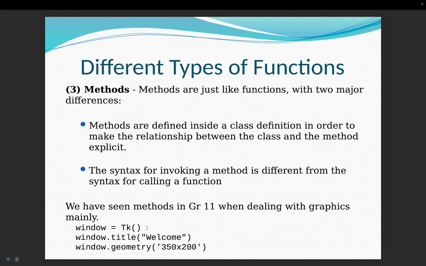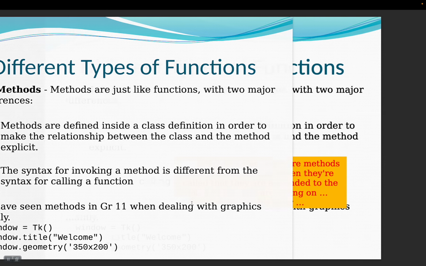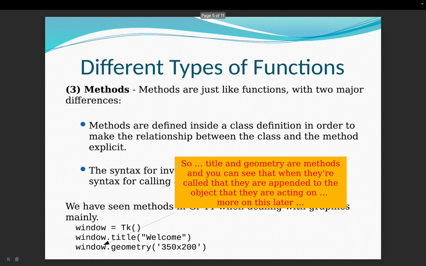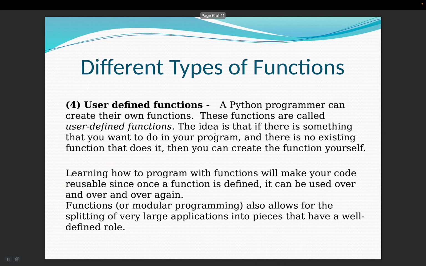We don't focus too much on this aspect. Once we get into classes and object oriented programming, then this will make sense and we'll understand better. But for now, we just need to understand functions from a basic level. Title and geometry are methods, and you can see that when they're called, they are appended to the object that they are acting on. More on this later.